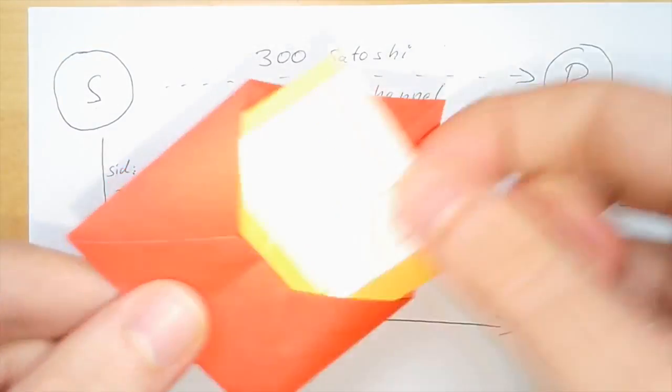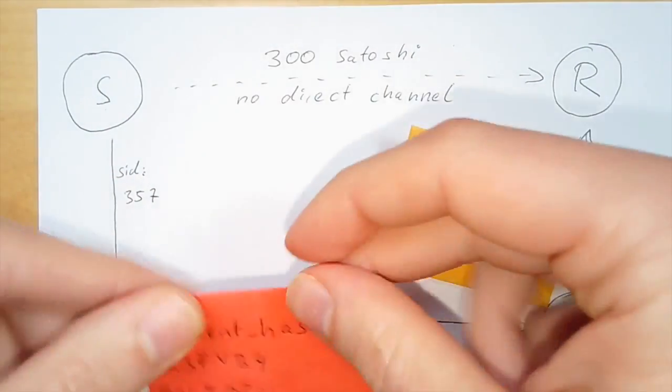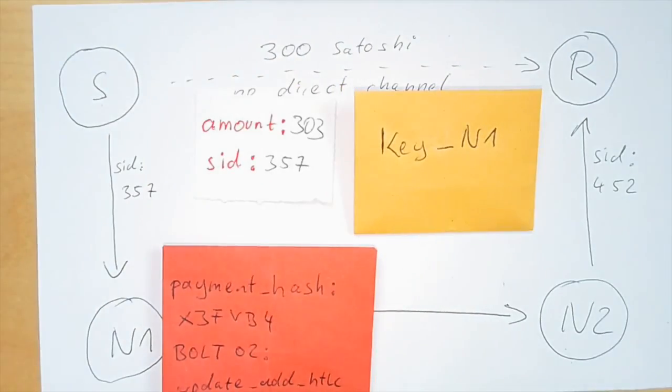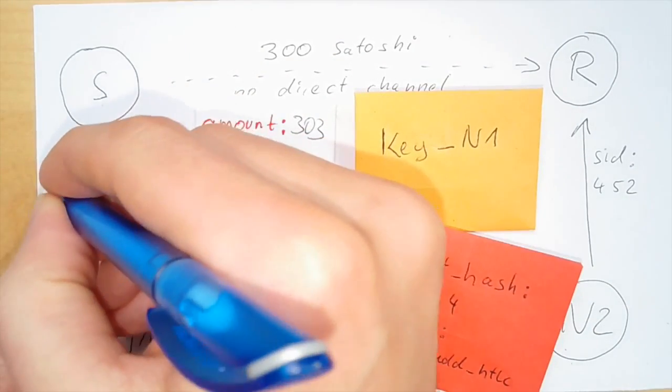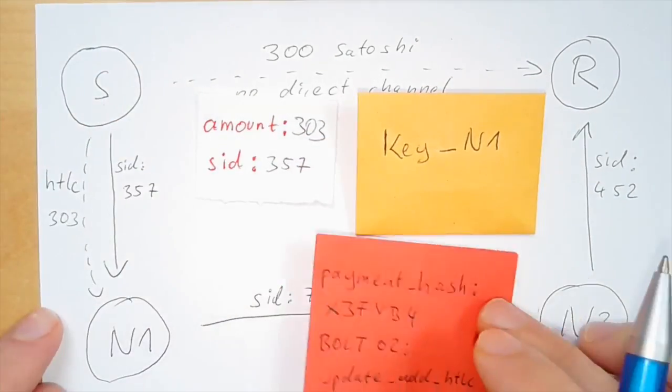So now N1 receives the message, opens it, and sees, oh, there's supposed to be an amount of 303 sent to me on this channel. So basically S and N1 set up an HTLC in their commitment transaction. An HTLC is basically a conditional payment where the condition is that the pre-image to the payment hash is known. So the payment hash from the envelope is part of the HTLC that is being set up.